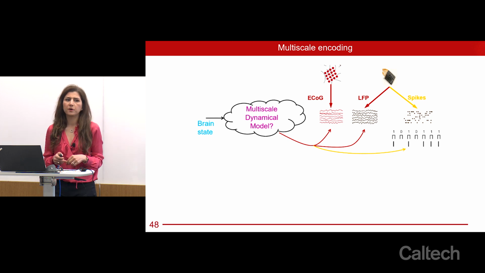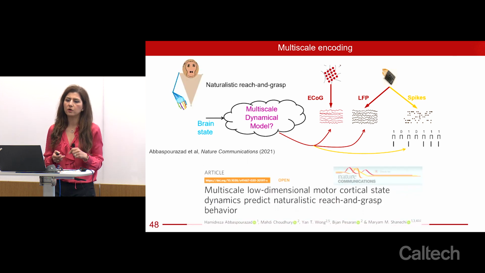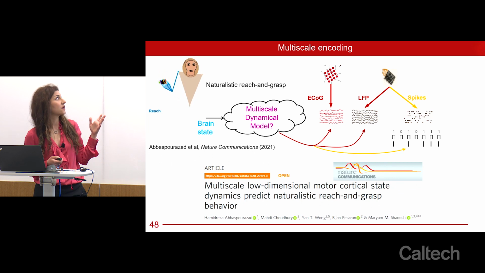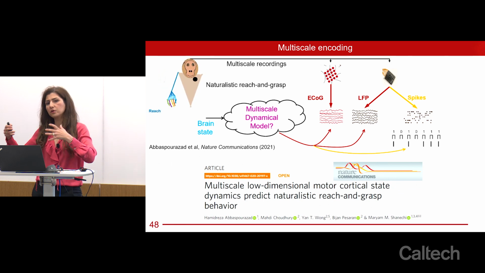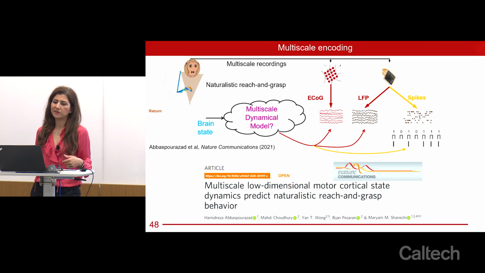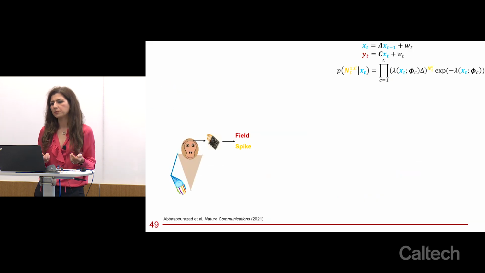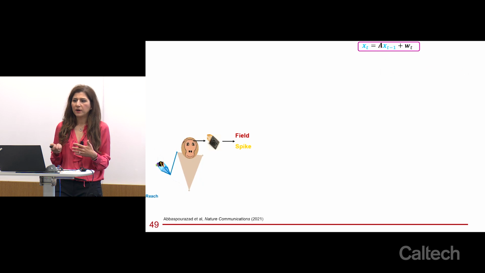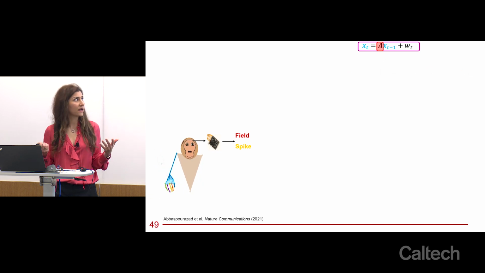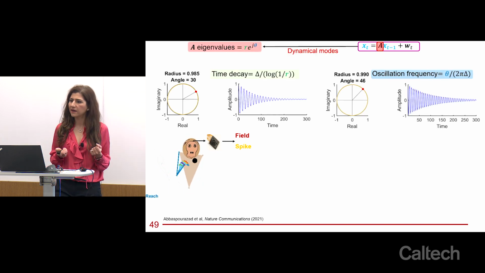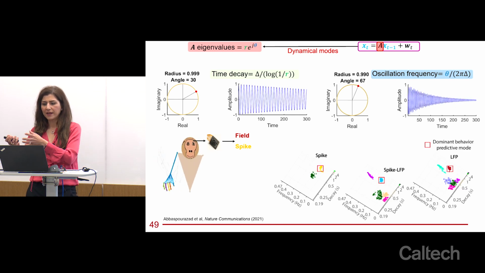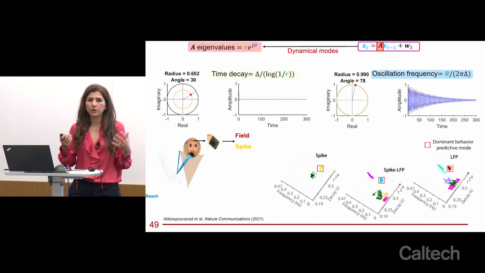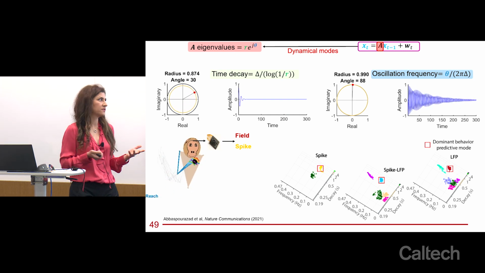So in a recent paper, we used this model to explore multi-scale dynamics underlying this naturalistic reach and grasp movements. In particular, we wanted to look at the spike LFP dynamics in combination and compare them. So again, as I talked about, once we fit this model to look at dynamics, we can just look at the eigenvalues and compare them. So we did so for models just for LFP, models just for spike, and models for the combination with our multi-scale model.